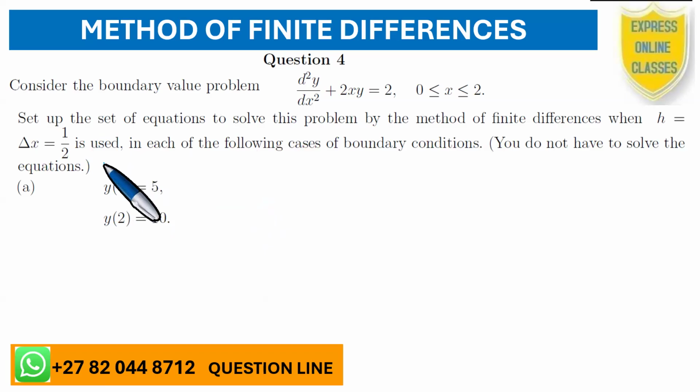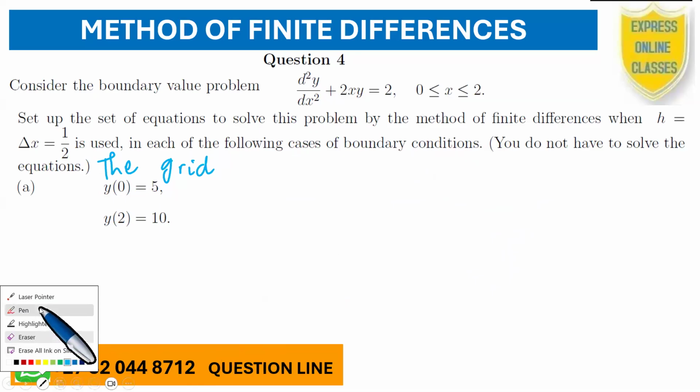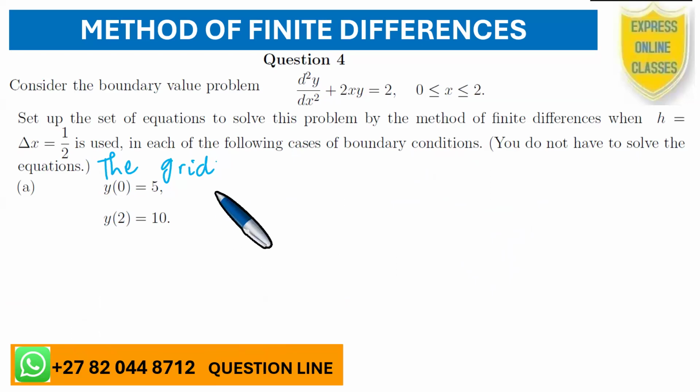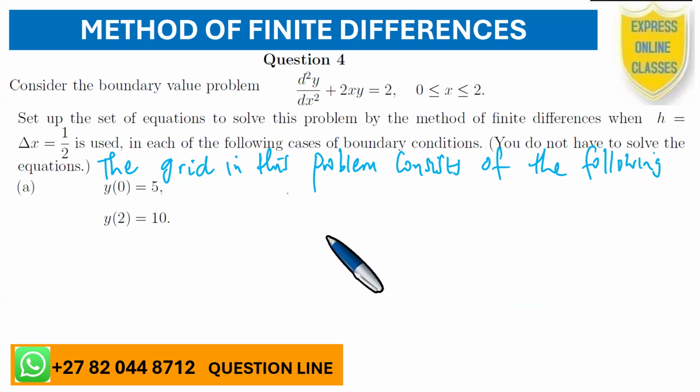We revert to our notion of what we call grid points, established in terms of the x positions in space, and we shall discuss that. So the grid points in this problem, or just the grid itself, and we shall elaborate on the notion of the grid. So we note that the grid in this problem consists of the following points.